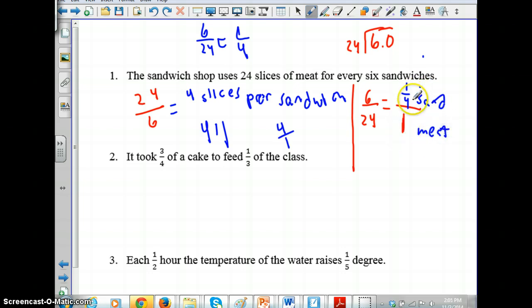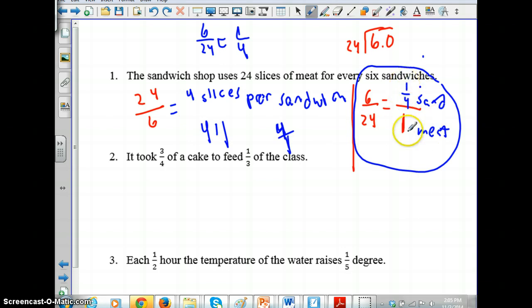Every 1 slice of meat makes 1/4 of a sandwich, which means you need 4 of those to make 1 sandwich. This is probably a lot more confusing, but the good news is it's less important. So if you didn't get that, it's not as big a deal. This is what's more important, that you can do this. If you were thinking which one's more useful, I'm not making 1/4 of a sandwich, so this is much more useful because I'm going to make a whole sandwich. I know I need 4 slices of meat to do it.